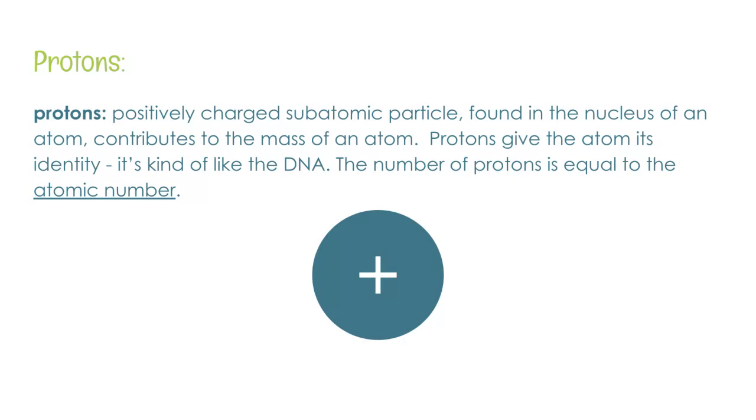Protons kind of give an atom its identity. It's sort of like DNA. So my DNA says I'm supposed to have bluish green eyes. I'm supposed to be 5'6". If I look at an atom and it has 6 protons, I'm reading its DNA and I can tell you that that is an atom of carbon. DNA is not a chemistry term, that's a biology term, but I'm using it to help you make connections here.